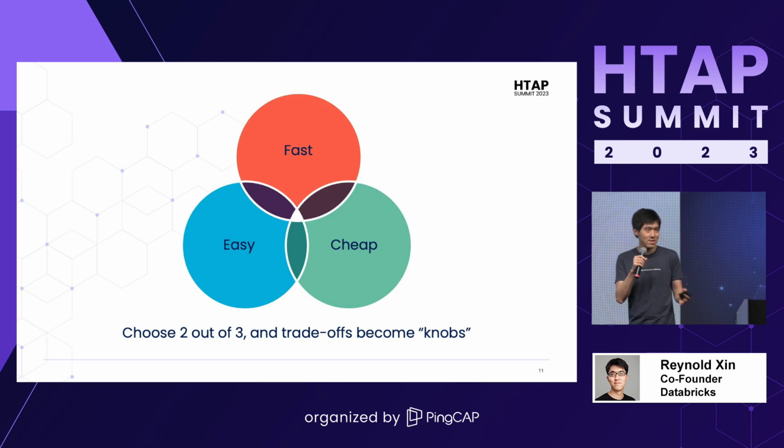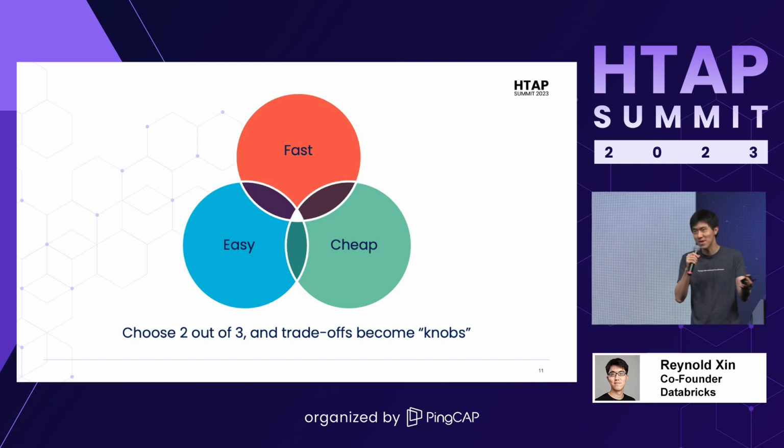But in practice, that's never true with any databases, including Databricks, including TiDB. We have to choose 2 out of 3. Sometimes you choose only 1 out of 3, all right? And all of these trade-offs become knobs you have to tune in the systems. That's why the job of DBA exists. That's why engineers spend a massive amount of time trying to optimize data systems.